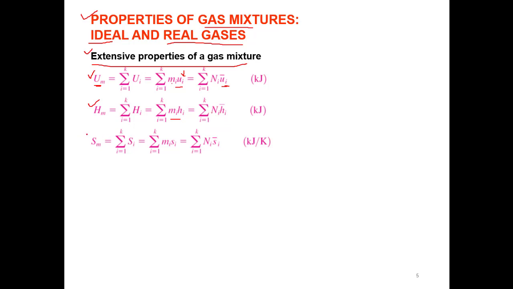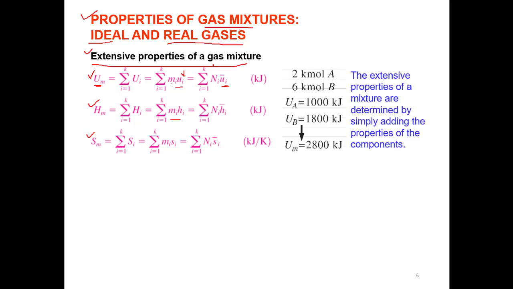Similarly, the same applies for the entropy of the mixture. The entropy of the mixture is equal to the sum of the entropy of all the individual components, right? So this is how we can calculate the extensive properties of a gas mixture.